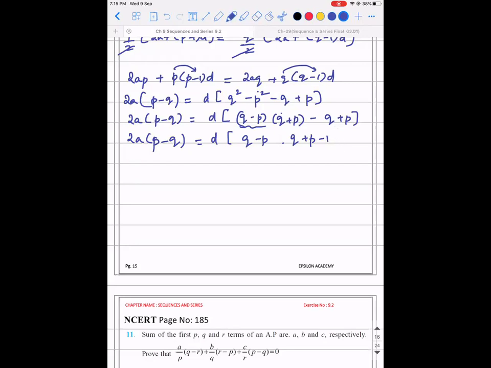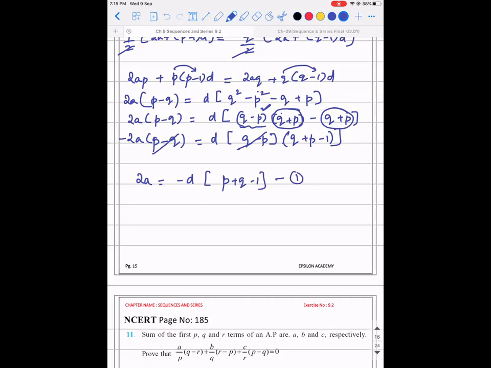Are you able to understand this? If I take out q minus p common, then it will get multiplied with q plus p, and here also you will have a minus 1. So that will come out. So this is the multiple. So this and this will get cancelled, minus 1 times. So 2a is equal to minus d into p plus q minus 1.